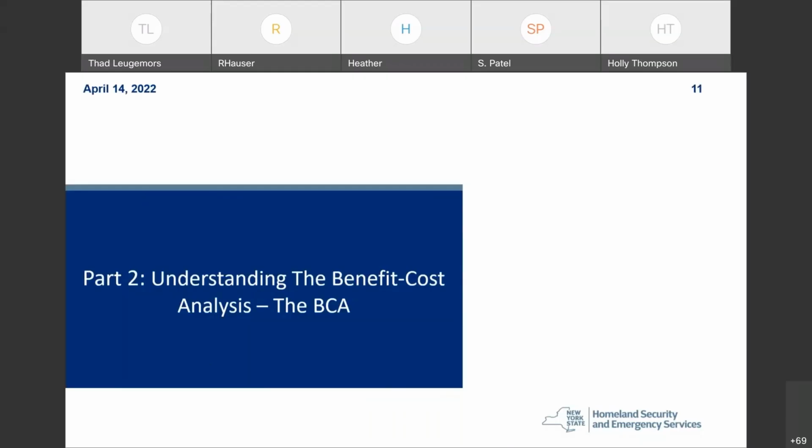Hello, good morning, everyone. We'll be going over part 2, understanding the benefit cost analysis, also known as the BCA. Next slide, please.